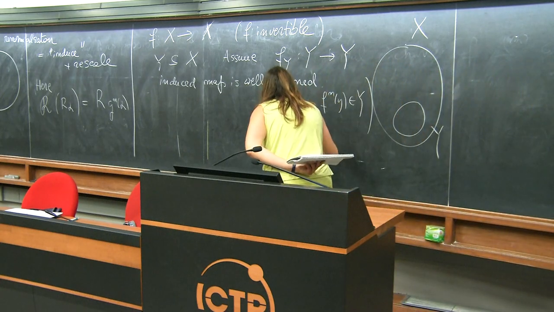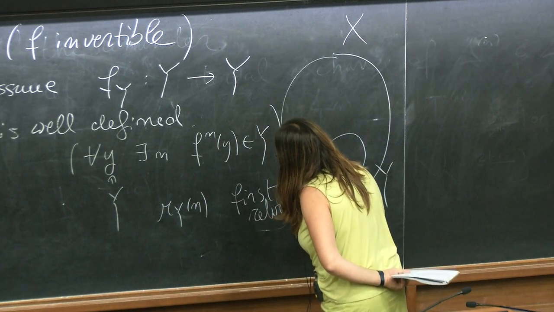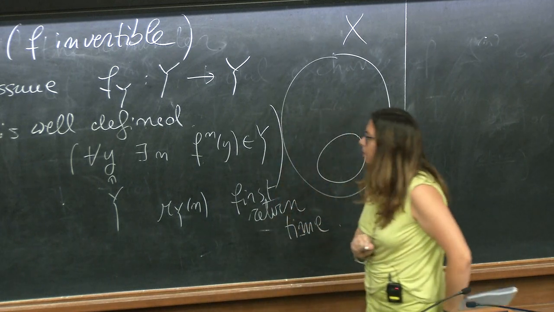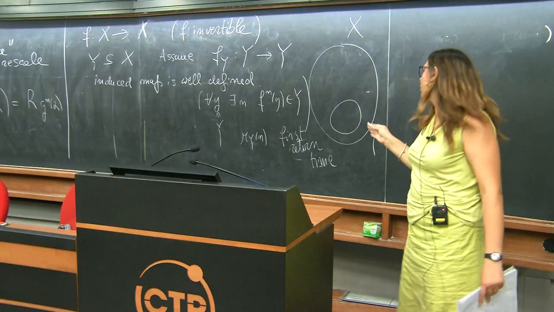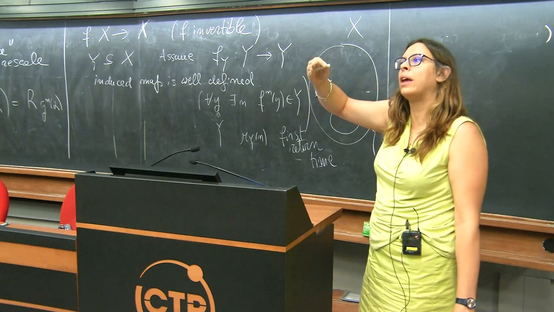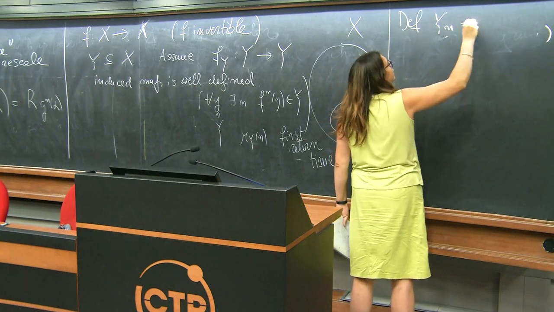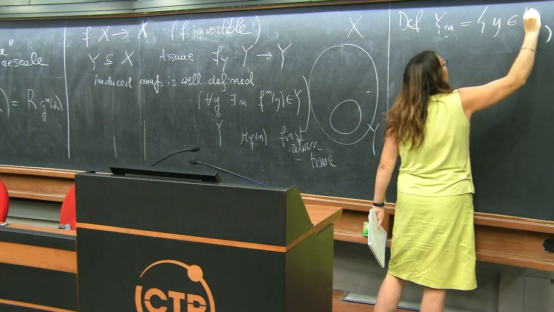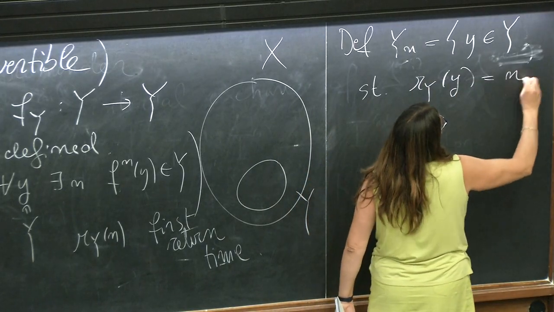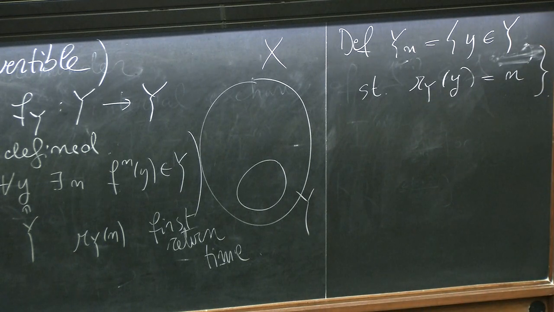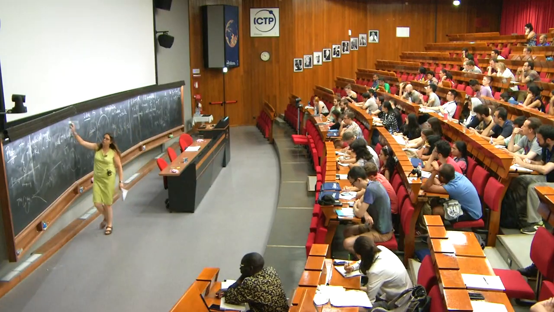And r_Y(y) is the first return time. Then I can look at the level sets of the first return time function. So I look at all points which take the same time to return. Let me define Y_n as the set of y in Y such that the return time to Y of y is equal to n. So these are the points that take exactly time n to come back.